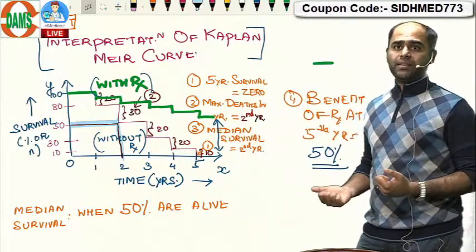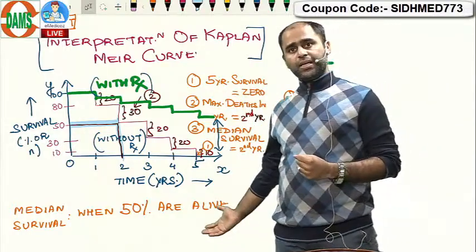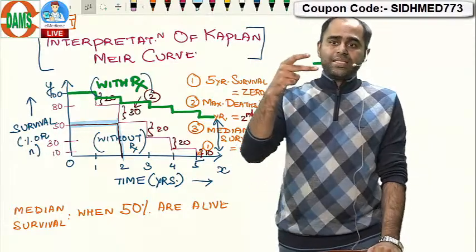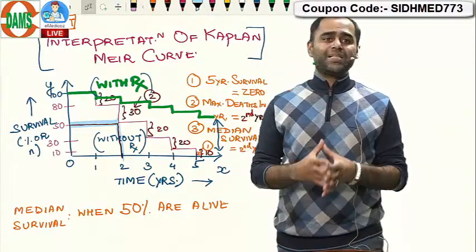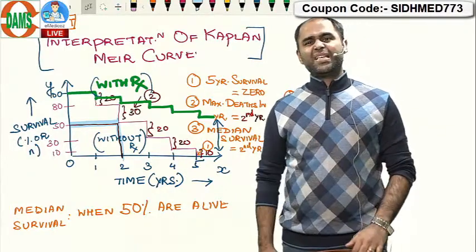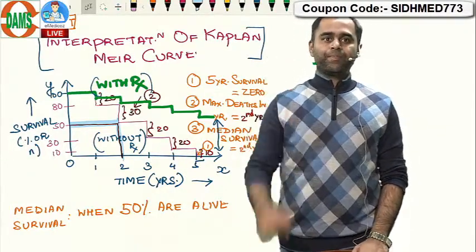Next, maximum death in. If you see the thin line, maximum number of people have died in the 2nd year. So maximum mortality or death is in the 2nd year.